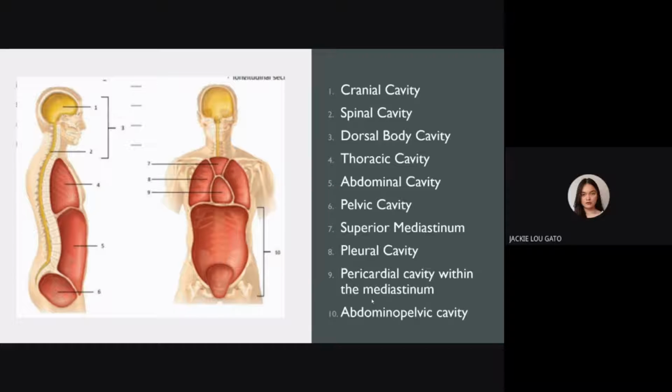Number 7 is the superior mediastinum. It is the central compartment of the thoracic cavity. Next is the pleural cavity. It is the space enclosed by the pleura, which is the thin layer of tissue that covers the lungs. Next one is the pericardial cavity. It is the space between the parietal and the visceral layer. And the last one is the abdominopelvic cavity, which is the largest cavity in the body. So, that's all for us.